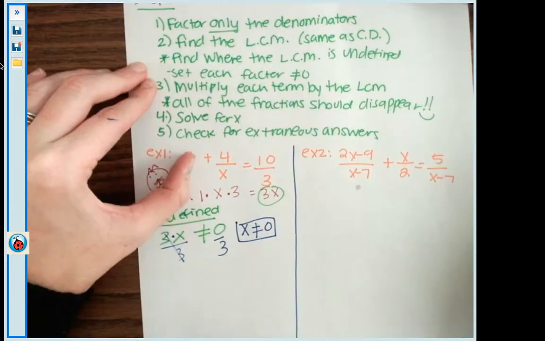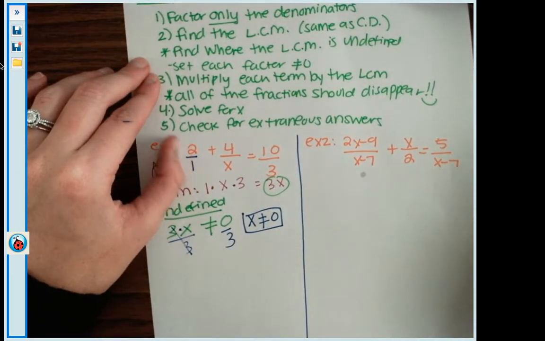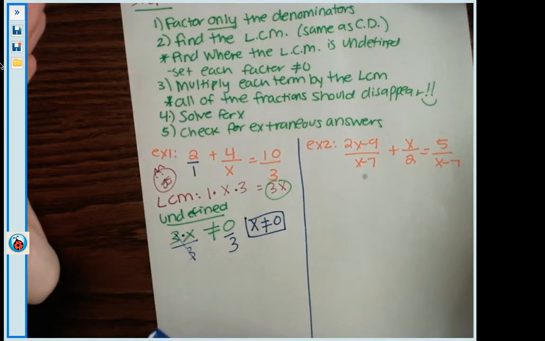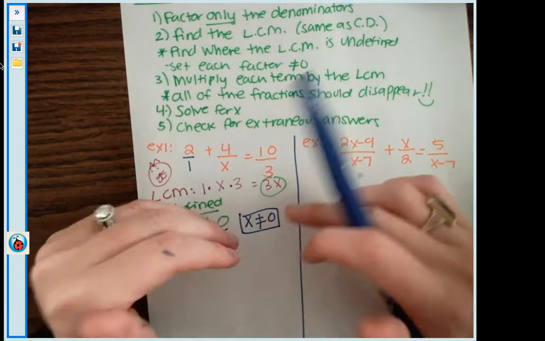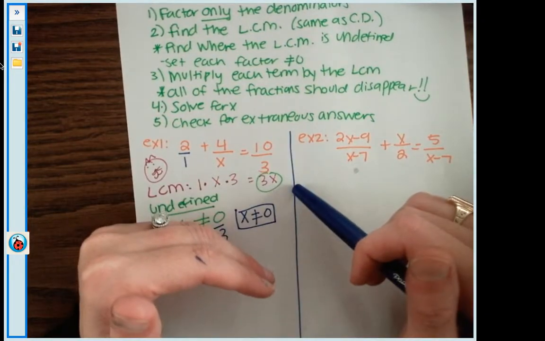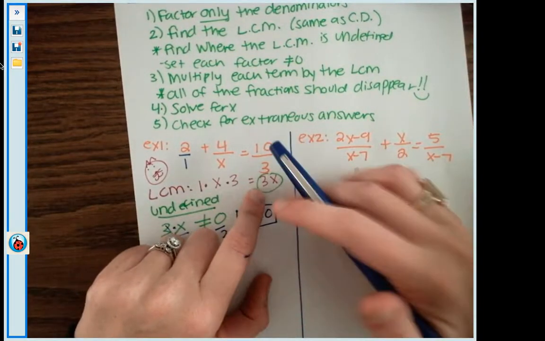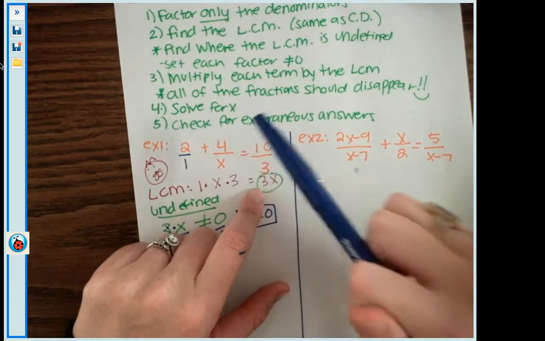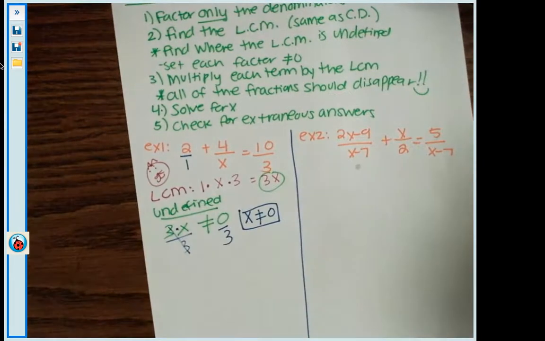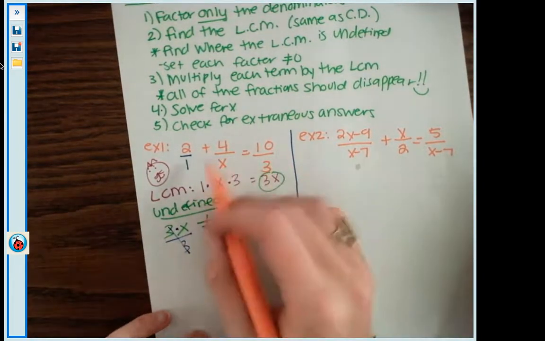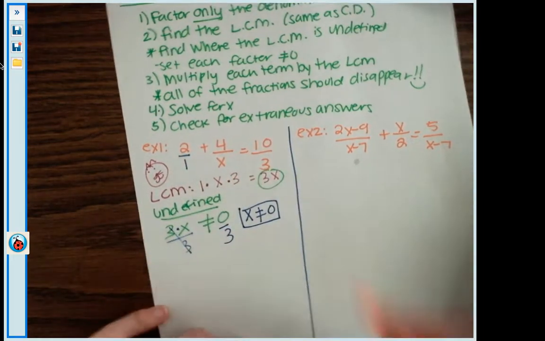Bam and bam. The next step says to multiply each term by the LCM. This is actually easier than when we were adding and subtracting fractions because I don't even have to think about what each denominator still needs from the LCM or common denominator. You are literally going to take this LCM and multiply it to every single term you see. And when we do that, our fractions should disappear. So let's see what happens. I'm going to write what I have up here, and I'm going to leave some space in between so I have room to multiply the LCM to each term.